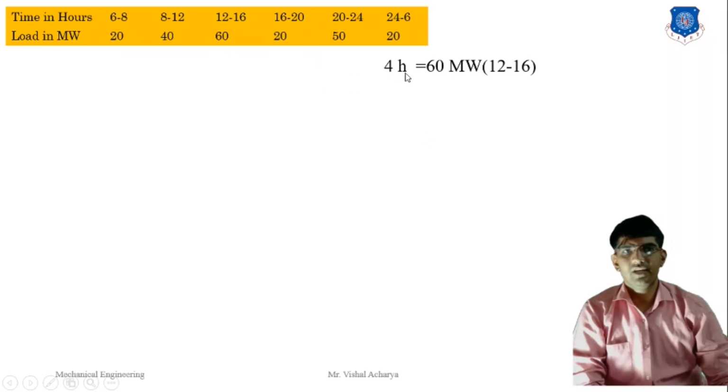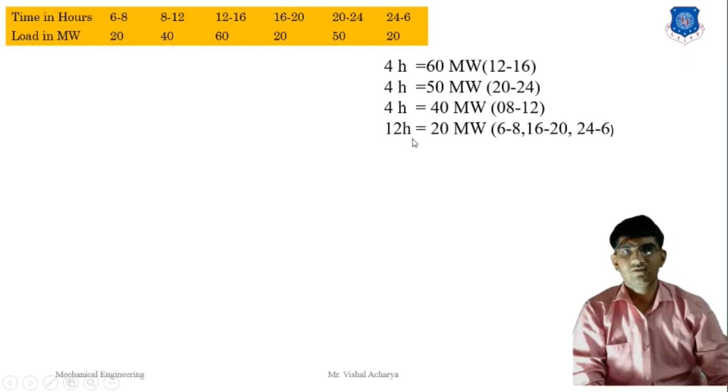Here for the energy calculation: 4 hours at 60 megawatt, 4 hours at 50 megawatt, 4 hours at 40 megawatt, and lastly 12 hours at 20 megawatt. In plotting the load duration curve, the load is in decreasing order.